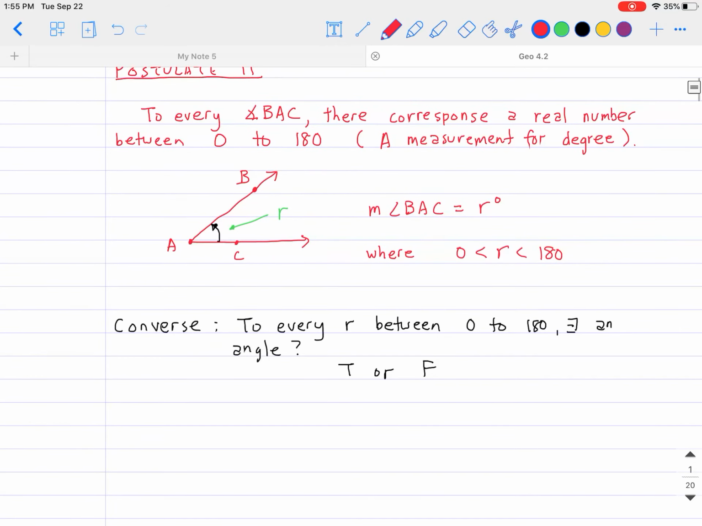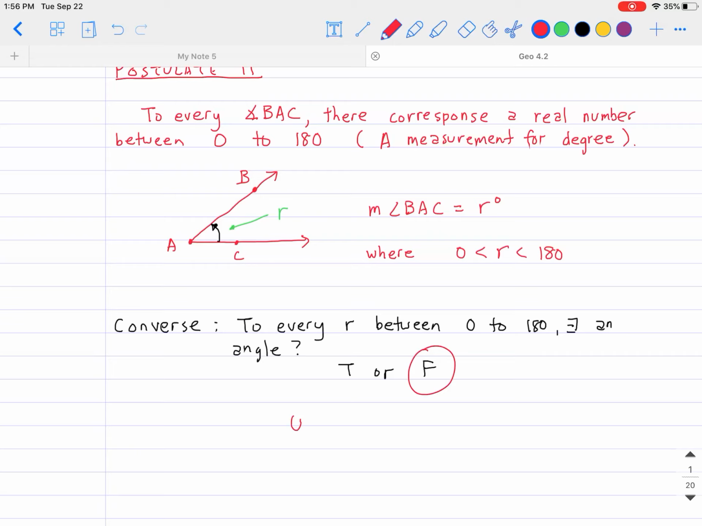Okay, the converse of the statement. So if I were to kind of flip the statement, I want to know if this is actually true or false. So here's the converse then. To every number r between 0 and 180, there exists an angle that is going to be assigned to that number. And the answer for that is false.